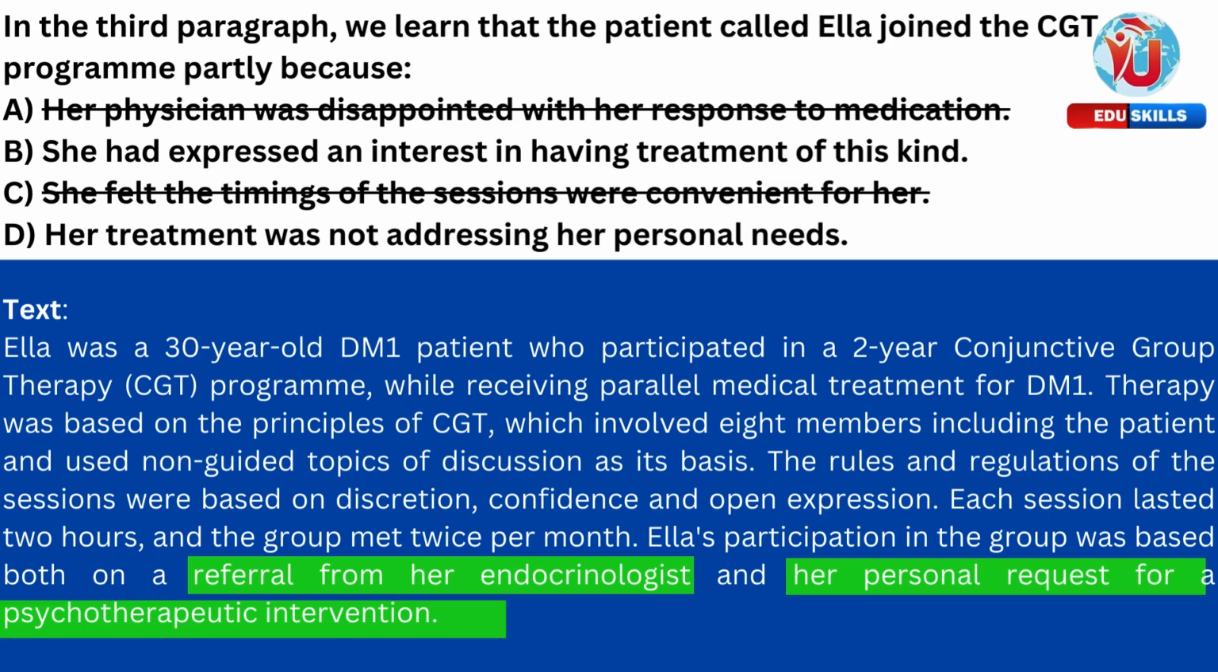Option D. Although Ella was receiving parallel medical treatment, the text doesn't suggest that her medical treatment wasn't addressing her personal needs. So this option isn't correct either. The correct answer is B. She had expressed an interest in having treatment of this kind. Ella's personal request for psychotherapeutic intervention shows that her interest in this type of treatment was a key reason for joining the CGT program. And that's it for today's question.